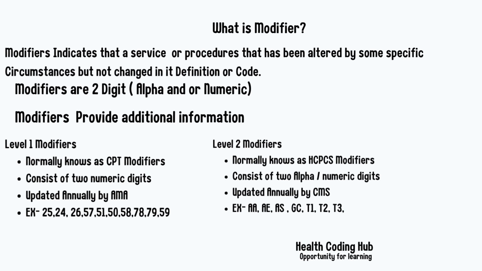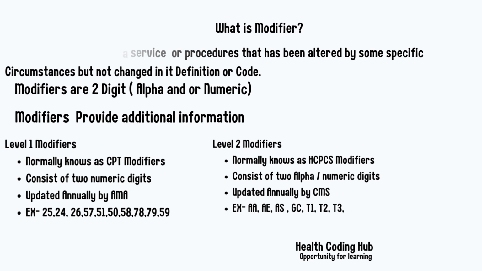Level 2 modifiers are basically known as HCPCS or hyphen modifiers, and they consist of alphabets and sometimes numbers. They are also updated annually, by CMS, the Centers for Medicare and Medicaid Services. Examples of hyphen modifiers are T1, T2, T3.